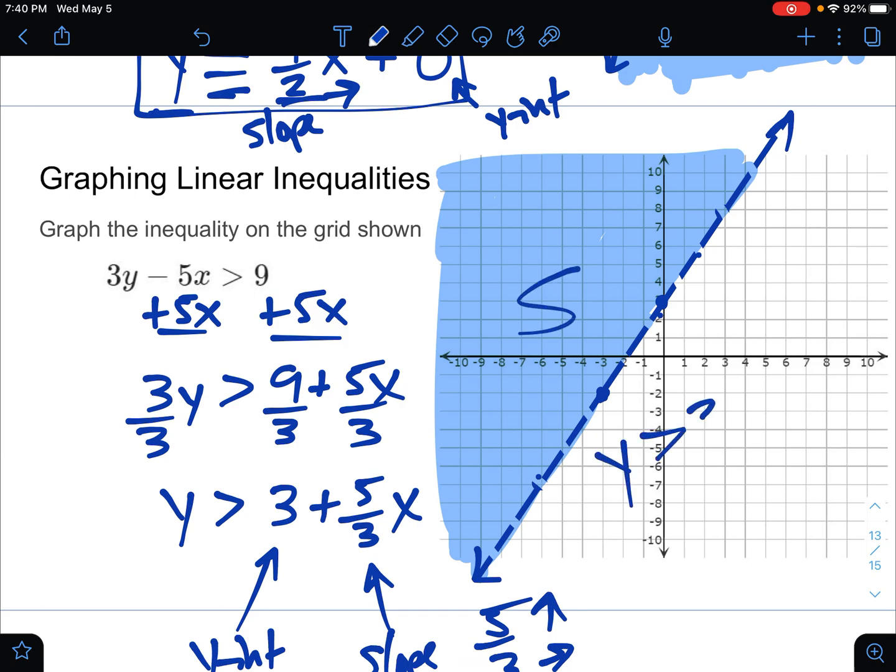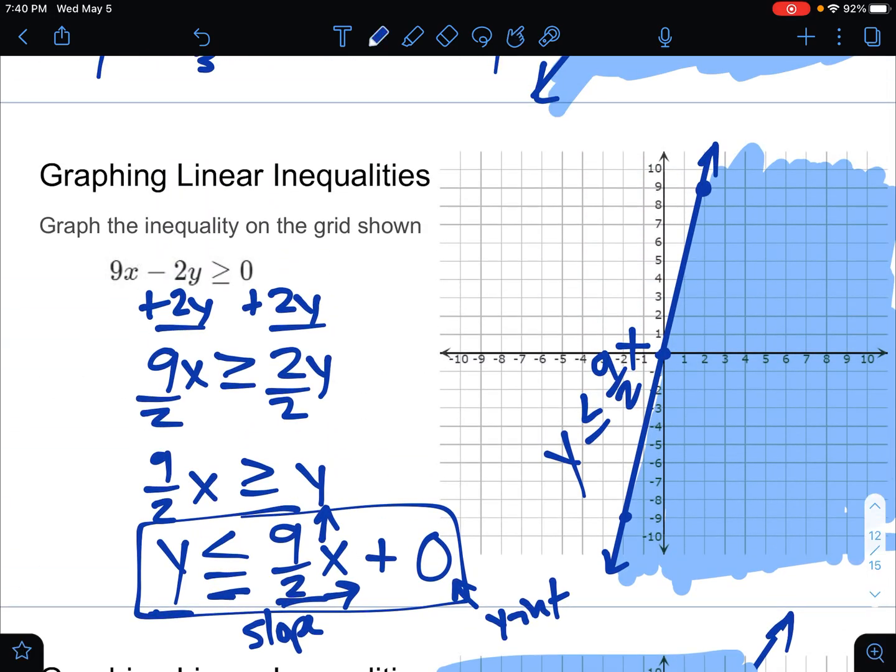And of course, let's label it with the equation: y is greater than 3 plus 5/3 x. Let's make sure I put an S on the other one as well. I forgot this S for solution.